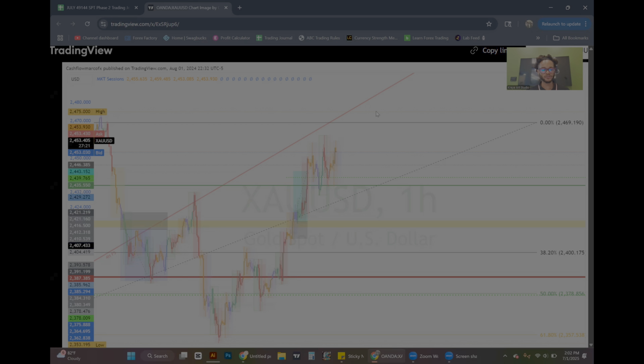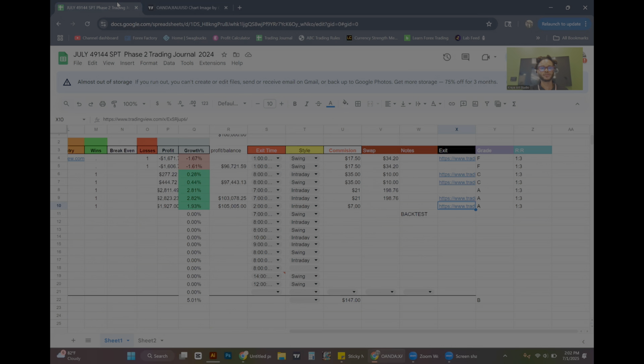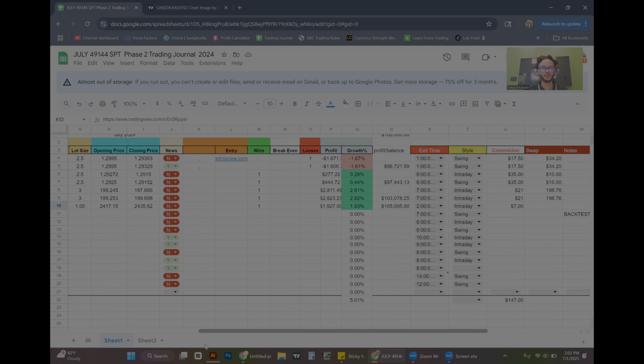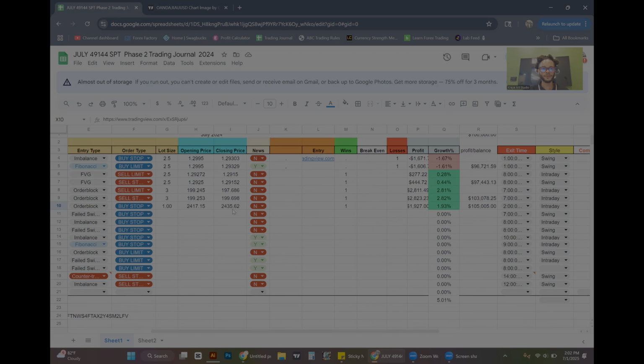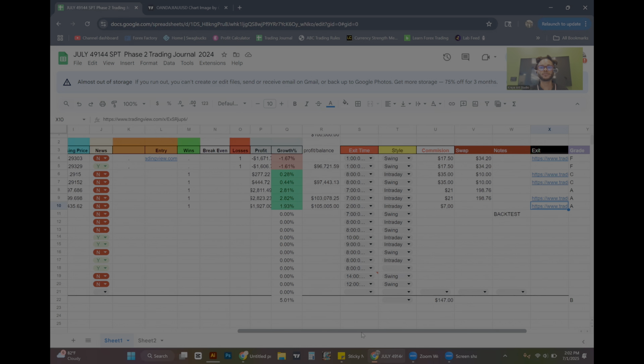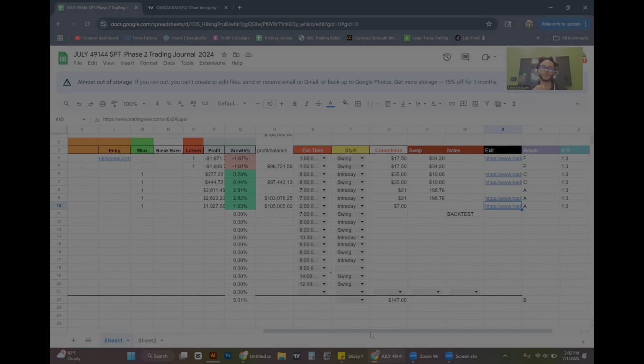Where is your stop loss? 2407.15. Where's your take profit? 2435.62. And as you can see on our trading journal, our closing price was 2435.62, meaning that I set my TP and my stop loss before I entered the trade. So it automatically took me out of the trade on its own because my TP was set, which is very important when trading.